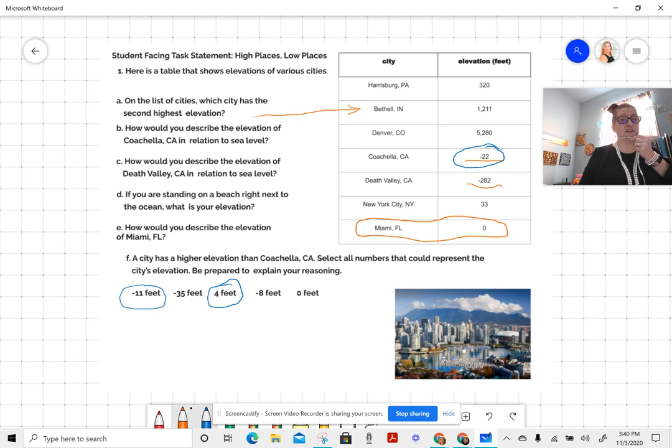Negative 8 feet is closer to 0 than negative 11, so that's more than negative 22. And 0 feet is right at sea level, which is higher than being below sea level. So the numbers that are greater, or the elevation that is greater, are negative 11 feet, 4 feet, negative 8 feet, and 0 feet.